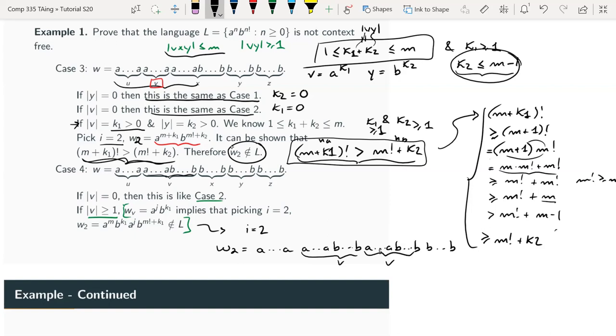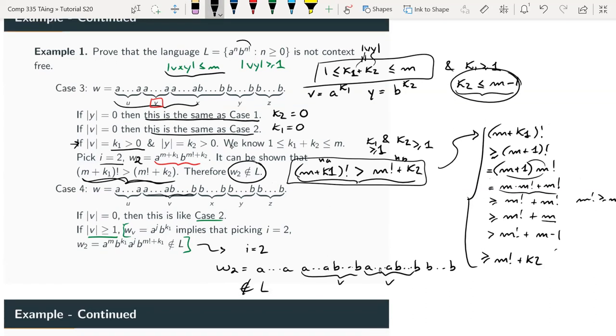But this is not in L, not because of inequality reasoning. It's just because it doesn't have the same structure as strings in L. Here we have A's and then B's and then again A's. So that would essentially break what a string in L should look like. So that would show you that for case four, the pumping lemma does not hold.